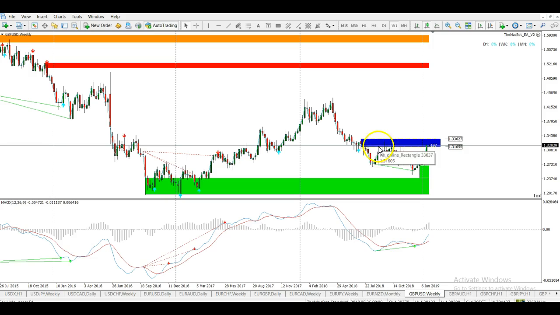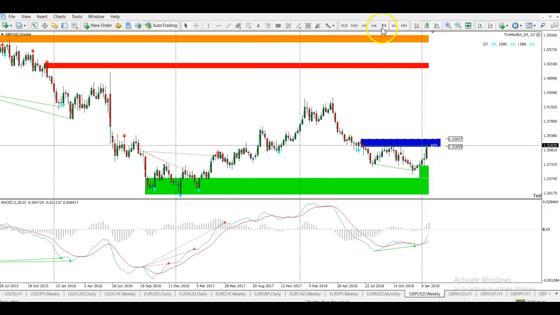And the weekly is starting to break the trend line here, and it hasn't taken out any of these highs yet, so it's still got to come back down, I think, for a test and then a rally back up.